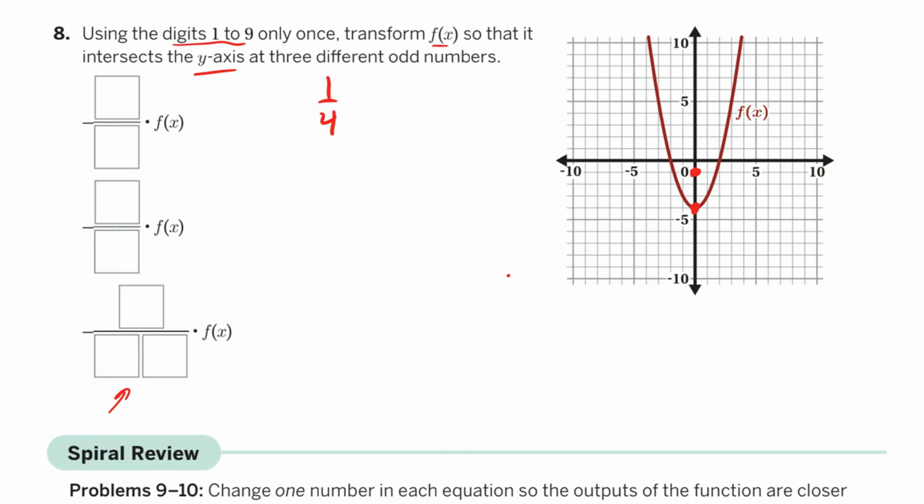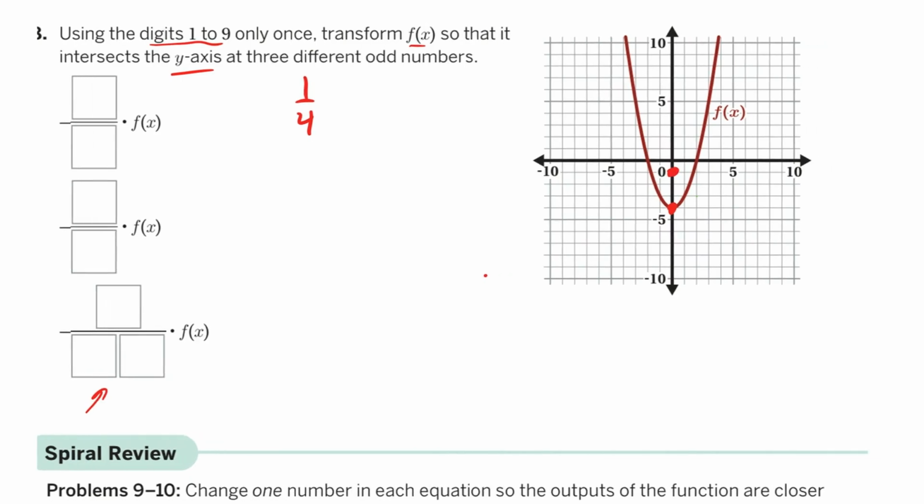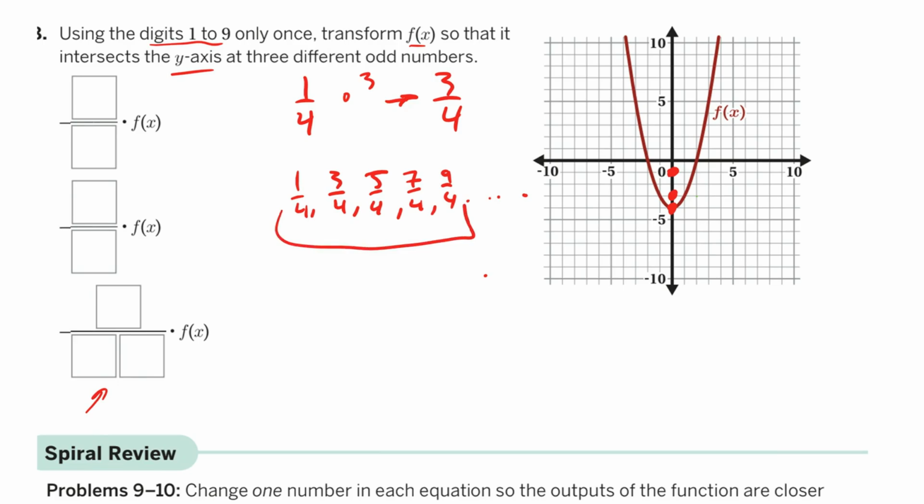The other idea, though, is that once I multiply it by 1/4, I could then multiply it by 3, also known as multiplying it by 3/4. And that would also give me an odd number because it would divide by 4 and then multiply by 3, giving me an intercept at an odd number 3. And so really anything like 1/4, 3/4, 5/4, 7/4, 9/4, and so on, I could just keep going on and on to give me an odd intercept. So I need to come up with a couple different ways of writing that because I can't use 4 more than once.